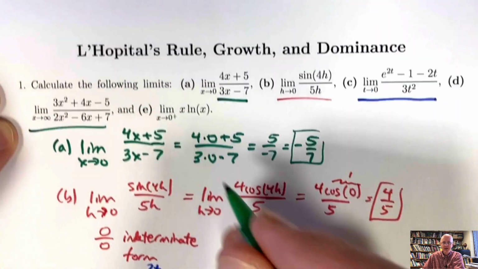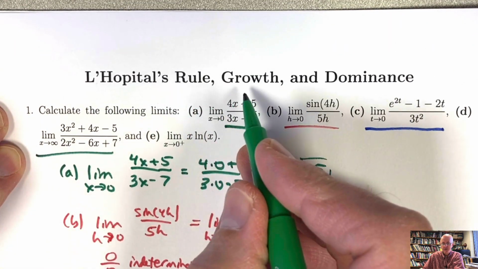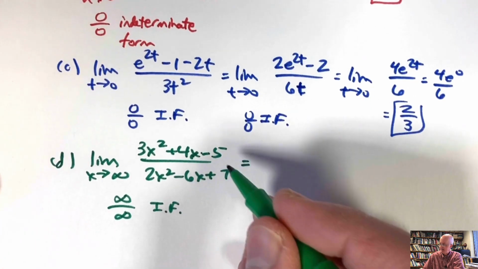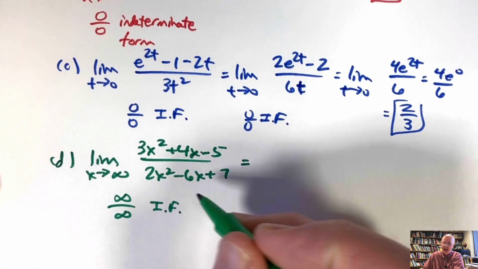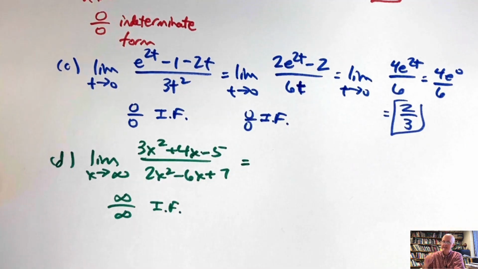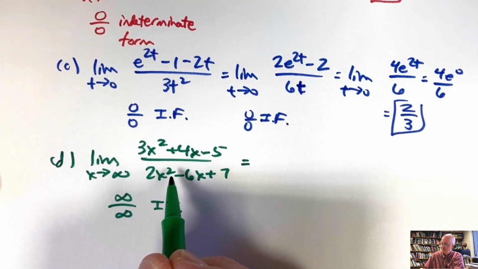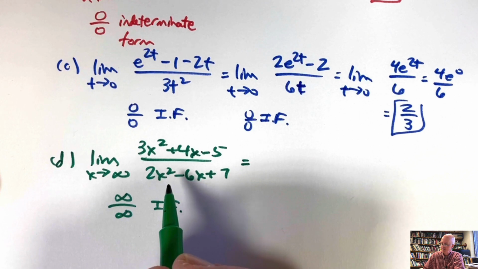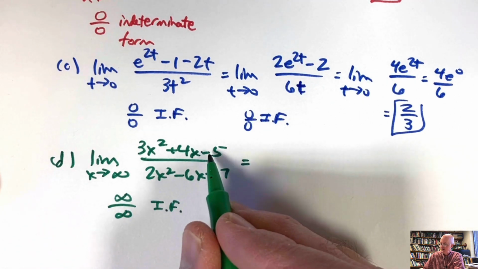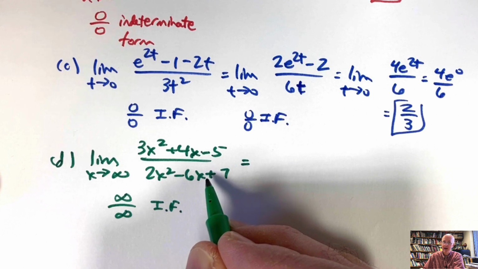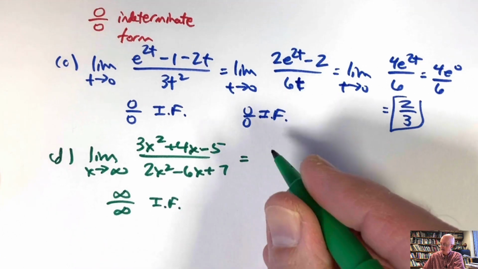This video is about not just L'Hopital's rule, but also growth and dominance. These functions on the top and the bottom are growing large as x gets large at, you might say, roughly the same rate because they're both quadratic. But more precisely, what does the answer end up being for this limit? It ends up being 3/2. In other words, this function divided by this function is close to 3/2 when x is large.